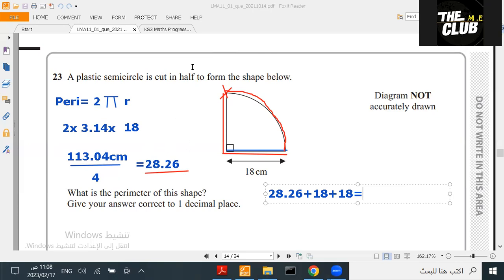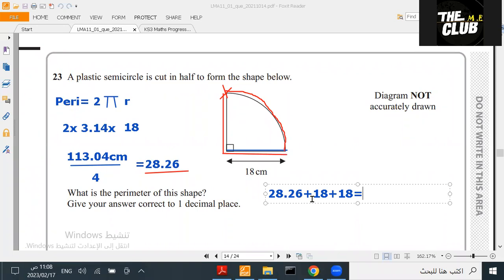The arc is the part outside. When you work out the perimeter, this is the perimeter of the whole circle, right? When you divide it by 4 you will find the arc only. And then you have to add the diameter, which is the part inside.